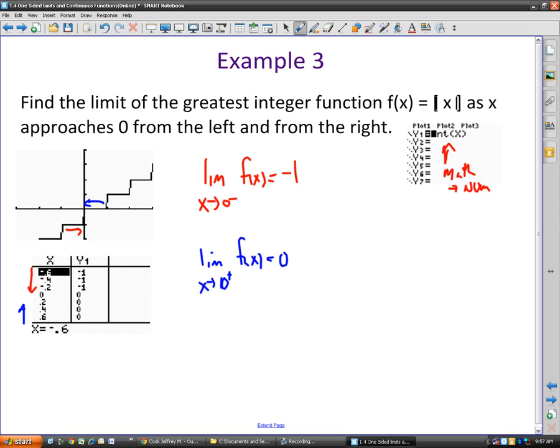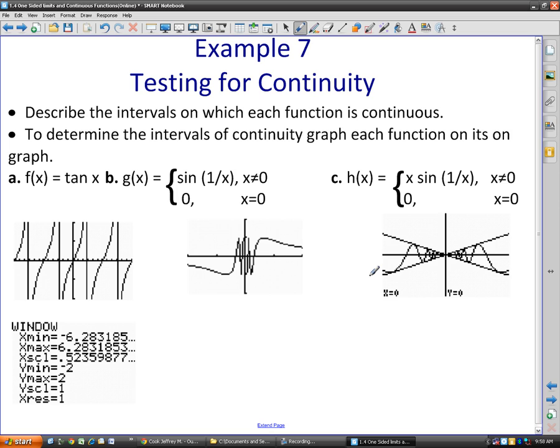So the question is, if we approach two different values, does the limit exist? Well, the limit of f of x as x approaches 0 does not exist, because from either side, they approach two different values. From the left-hand side, there's a value. From the right-hand side, there's a value. But overall, it doesn't exist. Okay? So then we have functions where they want us to describe the intervals where things are continuous.